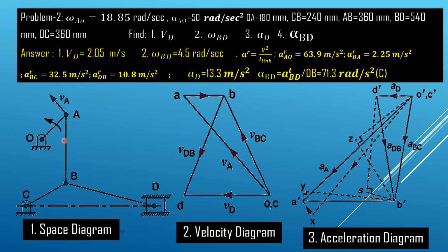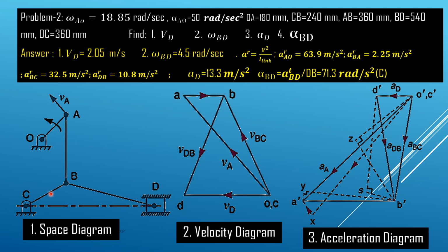Now the velocity of this B point, after reaching A, we have to reach the point B. So the velocity of this B point with respect to point A is perpendicular to the link joining BA. So from this A point, we draw a line perpendicular to BA. We don't know where it is intersecting the other lines.